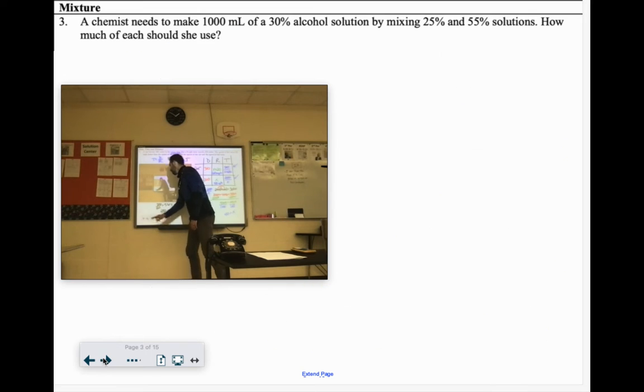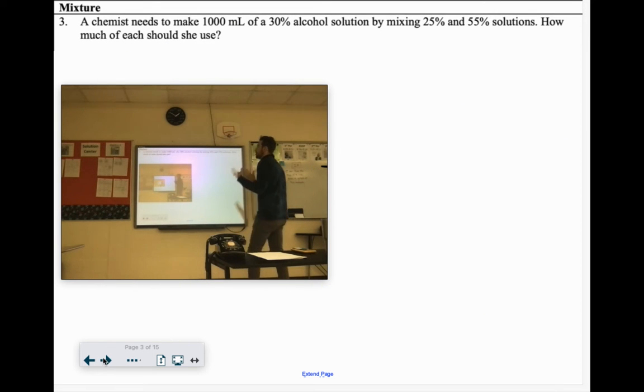Nice. This is the last type of problem, the mixture problems. A chemist needs to make 1,000 milliliters of a 30% alcohol solution by mixing 25% and 55% solutions. How much of each should she use?